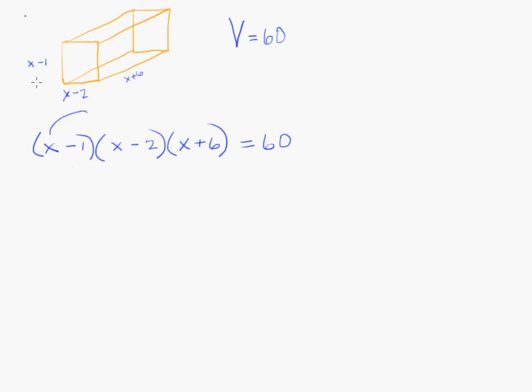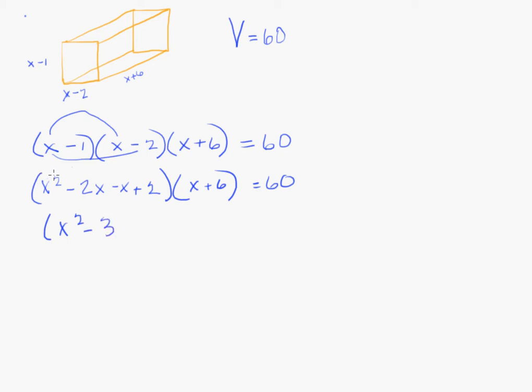If I do x times x, I get x squared, and then I get negative 2x, then I get another negative x plus 2. If I simplify this, and I still have my x plus 6, I have x squared minus 3x plus 2 times x plus 6 equals 60.